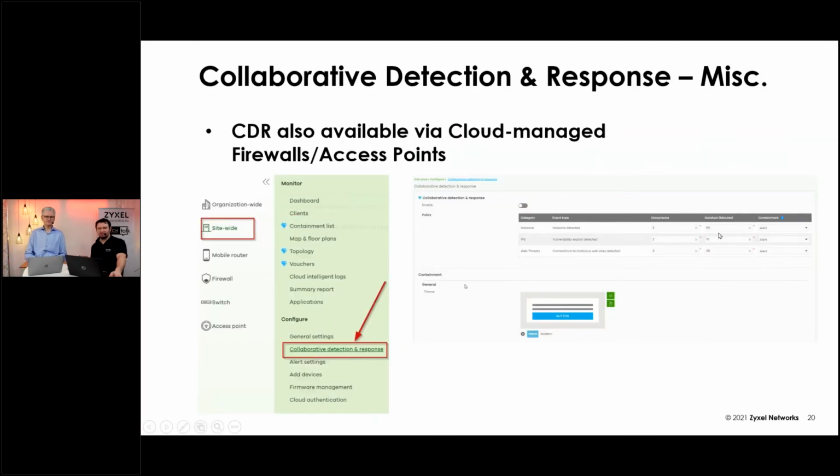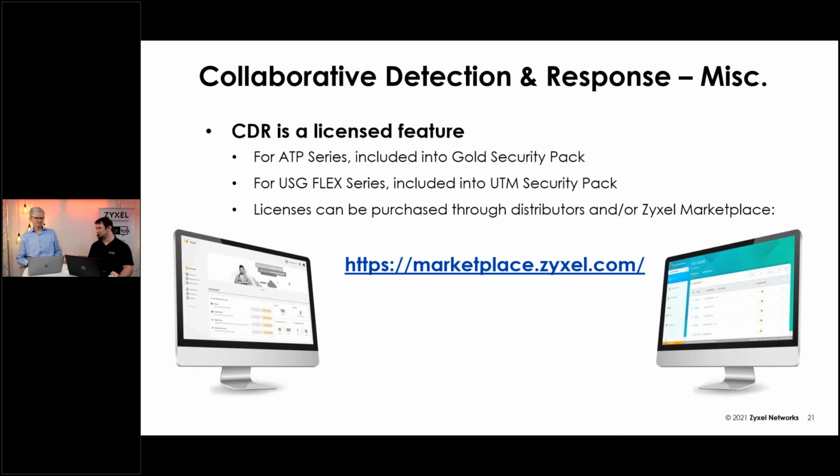So in the next slide, we can see that we also have CDR available in the cloud managed firewalls, respective access points. The models are still the same, so there's no change in that one. And here you can see, we can find the function under site-wide, configure, collaborative detection response, and we got the same menu basically. Now, if you have eagle's eyes, you can see on this small slide, there's a small diamond icon beside collaborative detection and response. That means that this is a licensed feature.